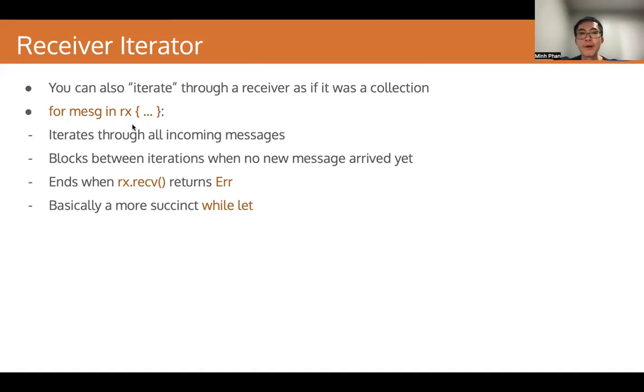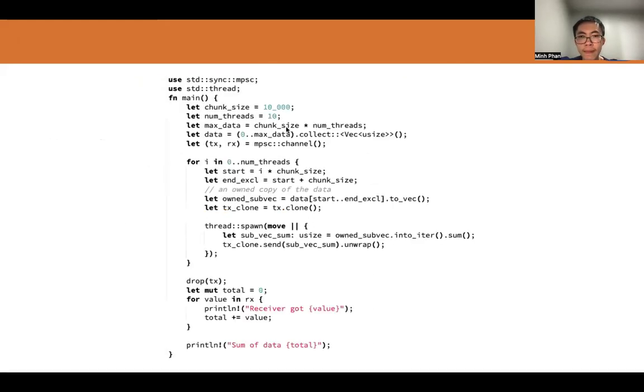This is basically a more succinct version of the while-let loop. And here's the example of the code from earlier, where instead of doing while-let, we just do for value in rx, so for every message the threads send to our receiver. And then this code will produce the same result as the while-let code.